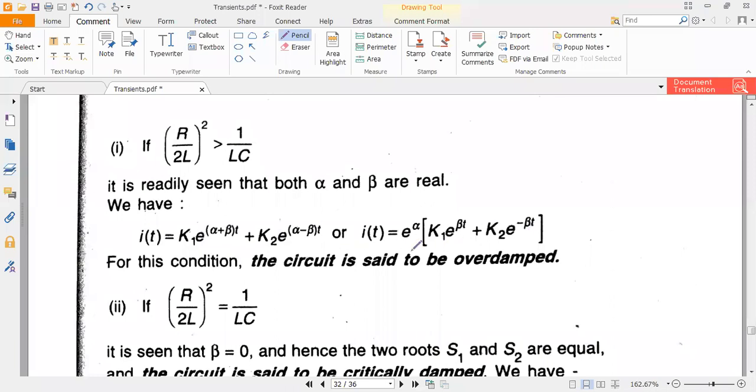Okay, so in this case the circuit is said to be an over damped system. The circuit is over damped. Here is another concept you may not know. Actually, what is over damped? Before that, what is damping?